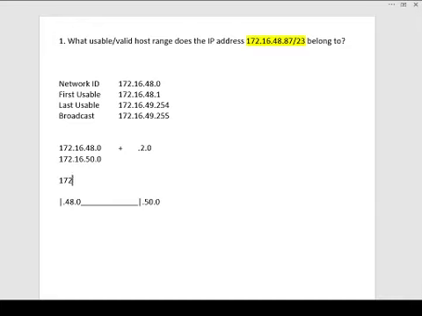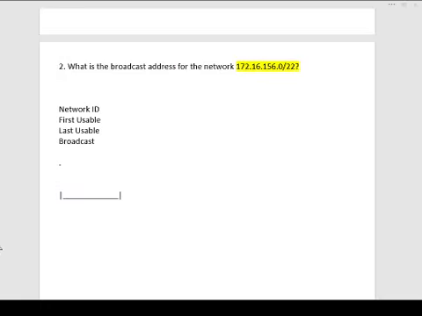It's 172.16.48.1 through 172.16.49.254. That is your answer for this particular problem. We will now move on to problem number 2. All right, problem number 2.